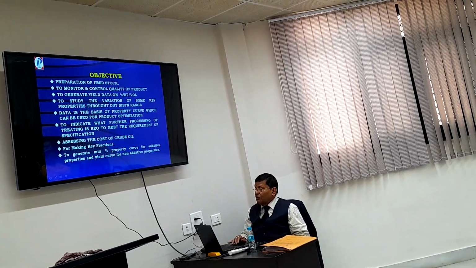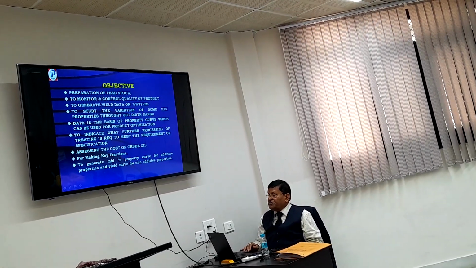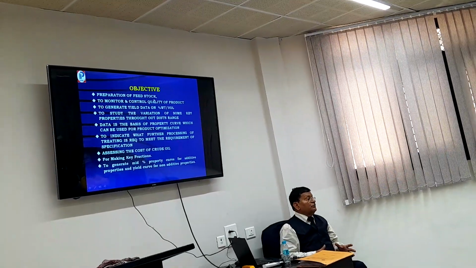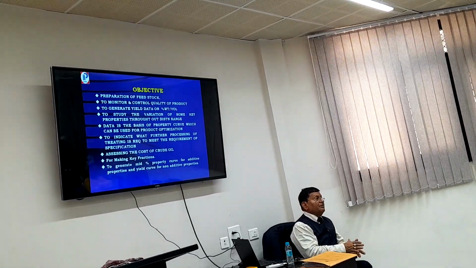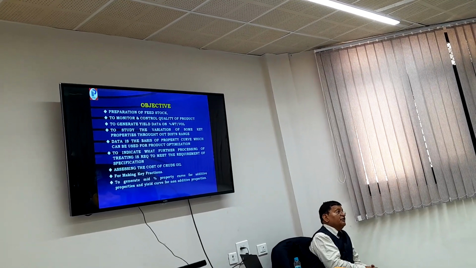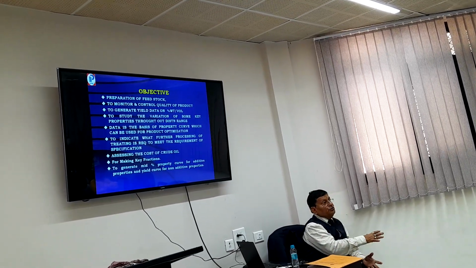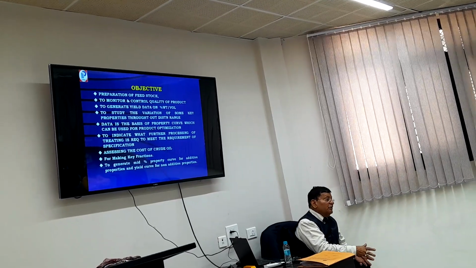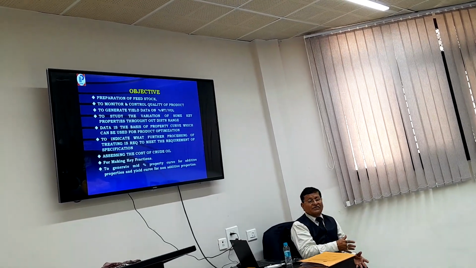Now this is the objective of distillation: preparation of feed stocks. When we are doing the distillation, we are getting the different feed stocks, and these feed stocks are characterized for their physicochemical characteristics, so that you can decide for what purpose you will use them, either petrochemical or as fuel.